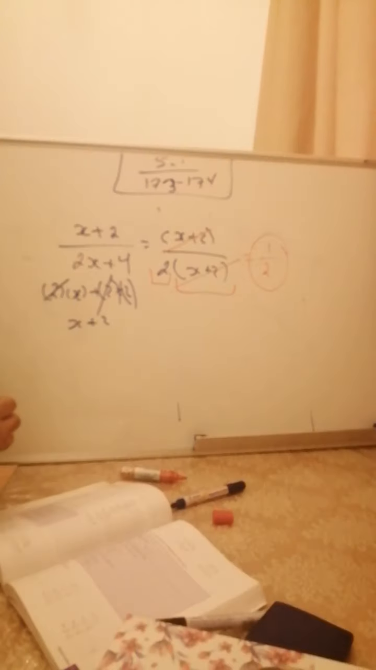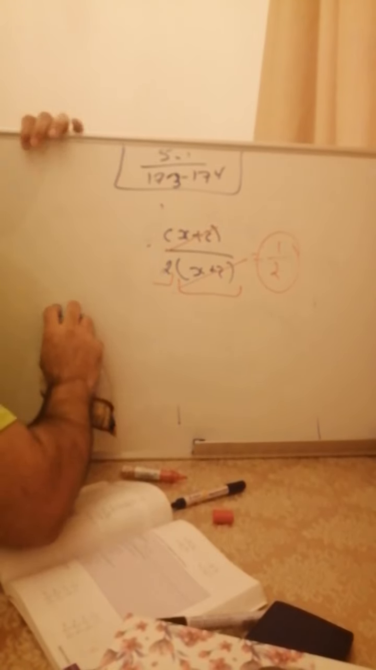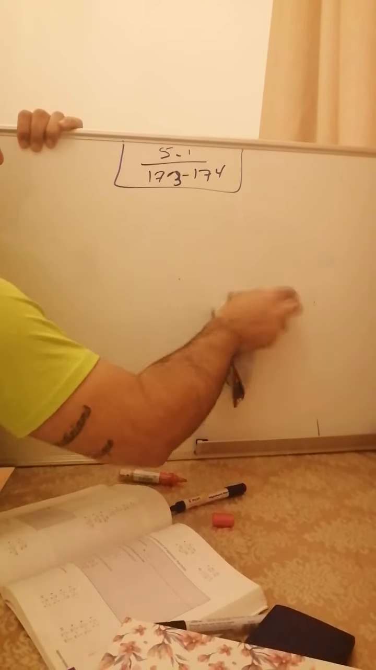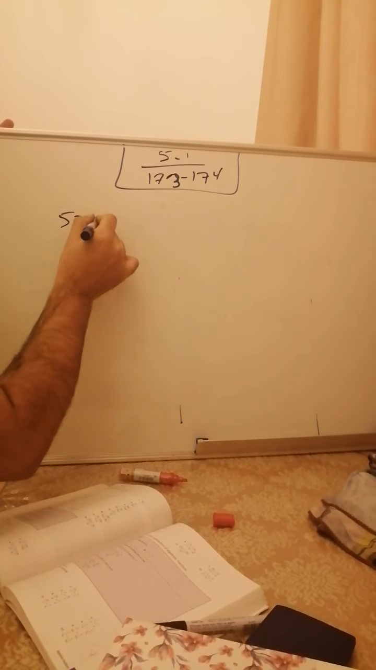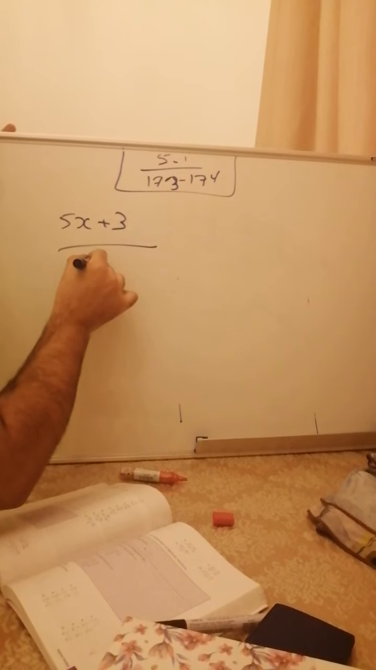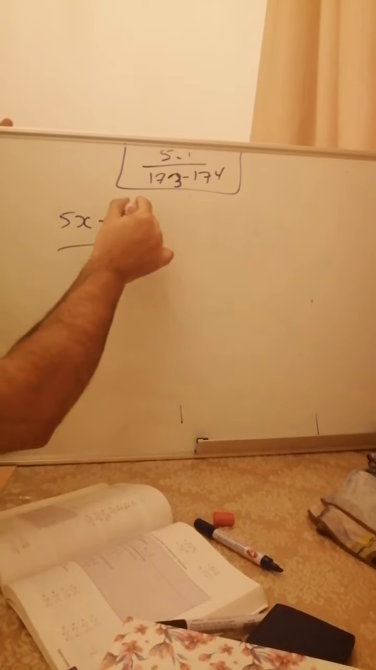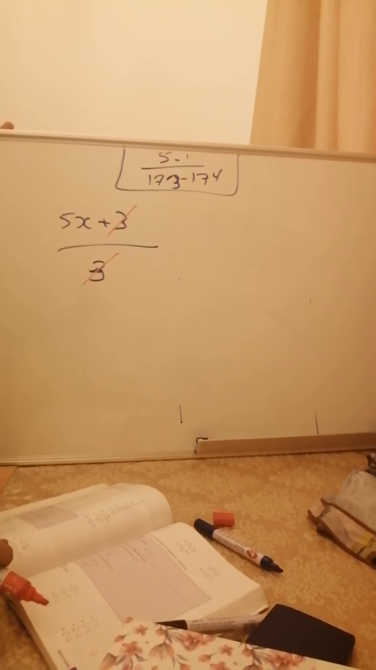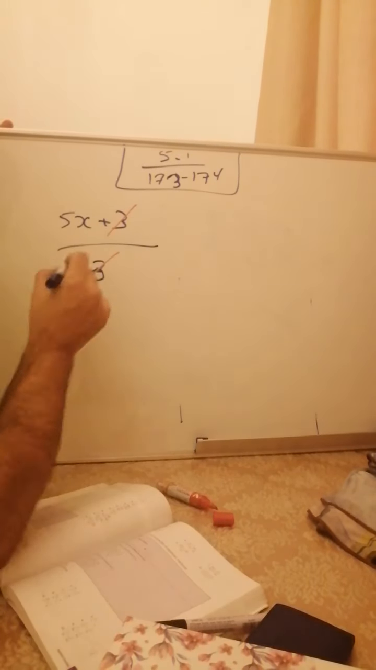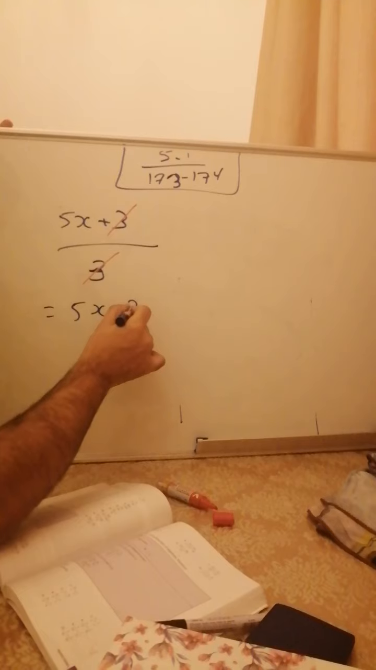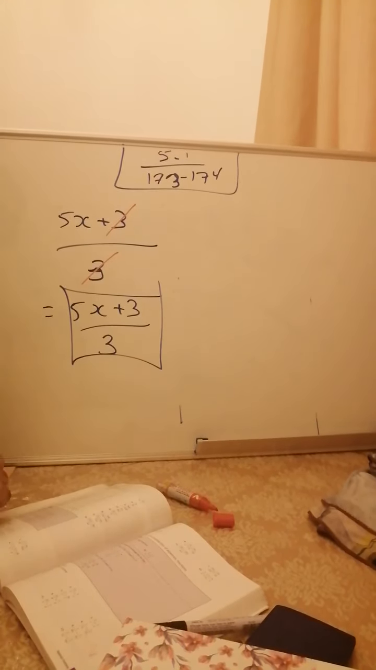Let's take another example. I'm going to leave it for 10 seconds. Now, another example. 5x plus 3 out of 3. Can I simplify this with that? No, because I have a plus. This will stay as it is. 5x plus 3 out of 3. That's the simplest form of the simplification.